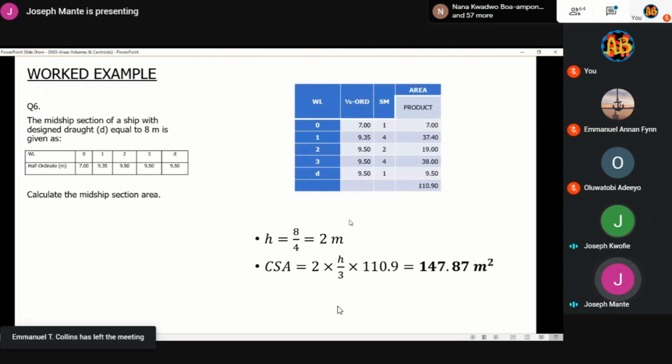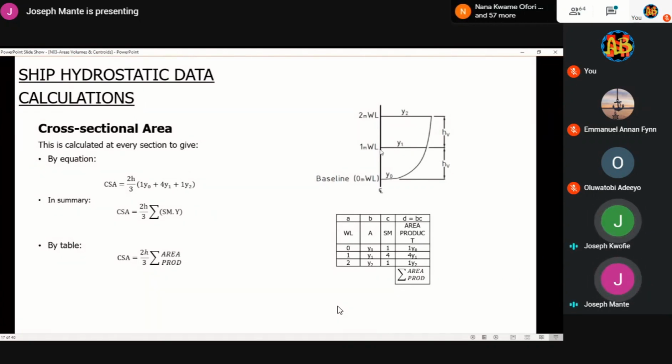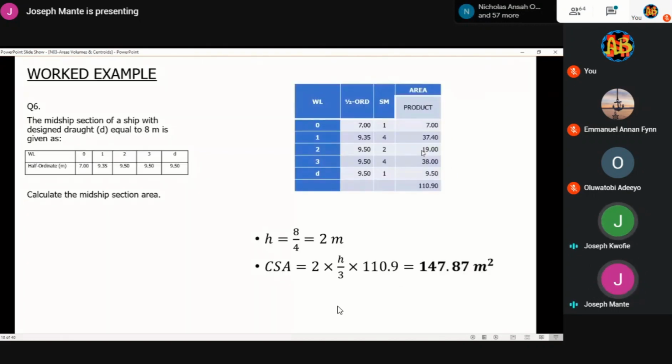So when you go here, you see the h from 0 to 1. This is 1 division. Is that not it? And from 1 to 2 is another division. So if we were to use this, it will become 2 divisions. Okay, so you should be able to get that.